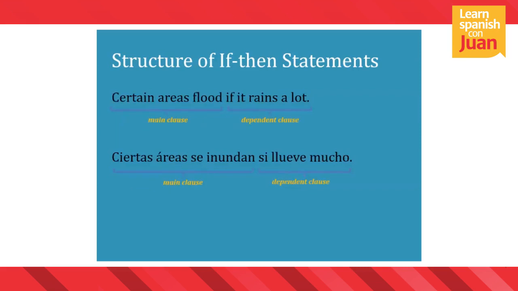Another important thing to point out about the structure of if-then statements in both languages is that you can flip the order of the clauses. In other words, the if clause can be put at the end of the sentence. So instead of saying, if it rains a lot, certain areas flood, I can put that main clause first. Certain areas flood if it rains a lot. You can do the same in Spanish. Ciertas áreas se inundan si llueve mucho. So the if clause can come first or at the end. And then one final thing to point out that should be obvious is that, of course, you can form if-then constructions as negative statements or even as questions.